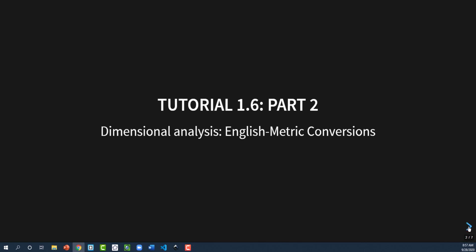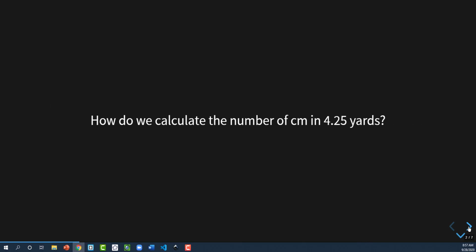So the English metric conversions, the reason they're a little bit tricky is that on the quiz I'm asking you always to go from the English to the metric system by keeping track of the fact that 2.54 centimeters are equivalent to an inch. So that kind of bridge between the two is always going to be a conversion between centimeters and inches. So this question here, how do we calculate the number of centimeters in 4.25 yards?